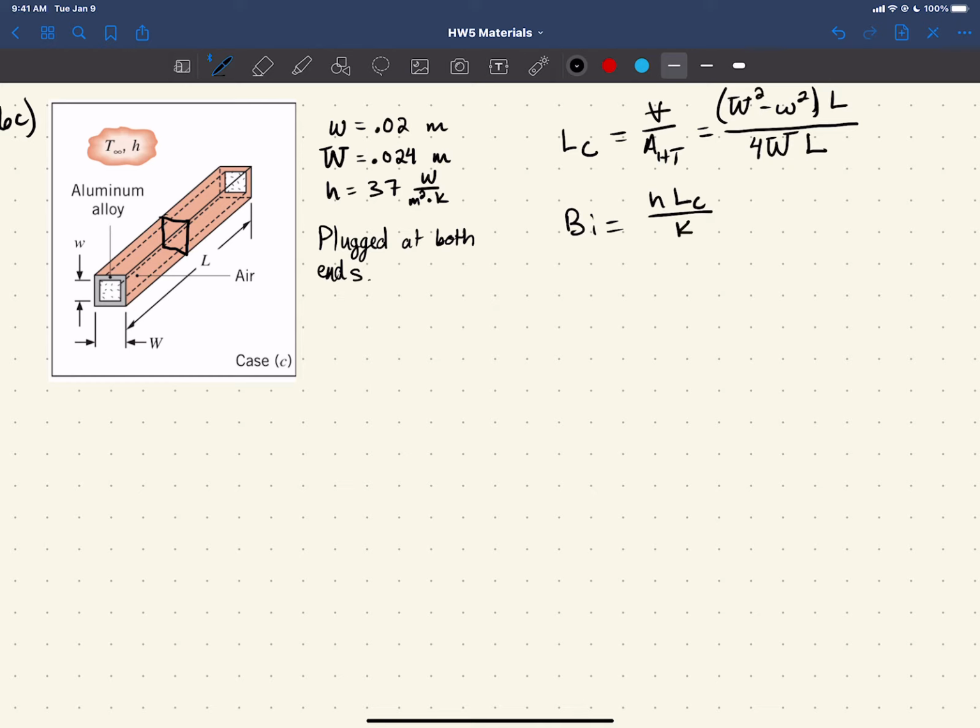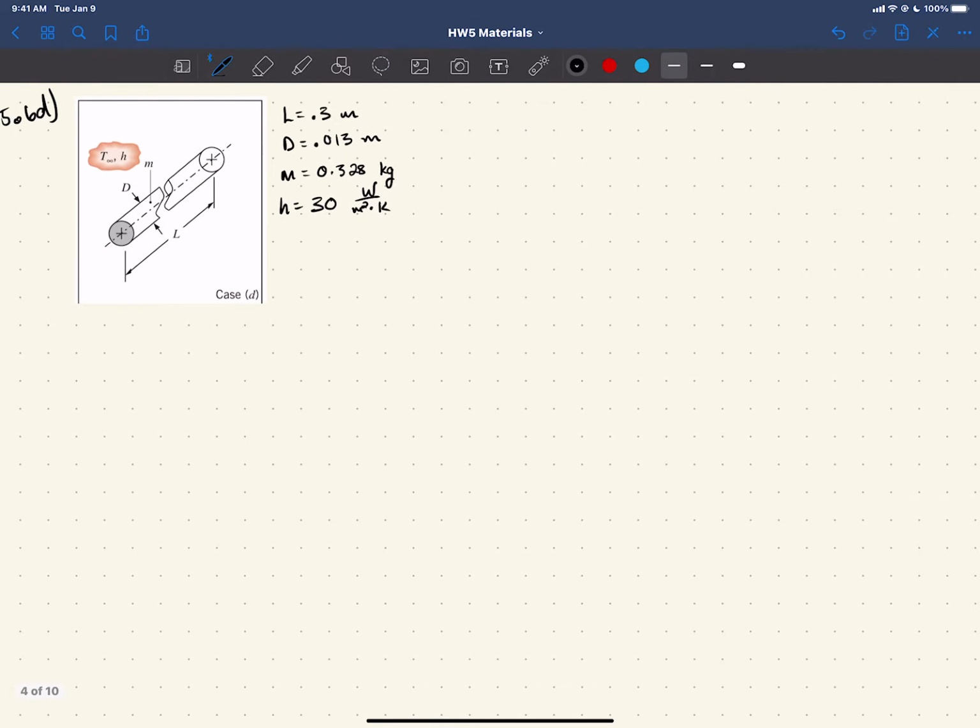In this case, it tells you what kind of aluminum it is, so you have to go and look up the K, equals something, and you plug it in, and then you check if it's less than 0.1 or not, and you can say like, yeah, we can use the assumptions or we can't.